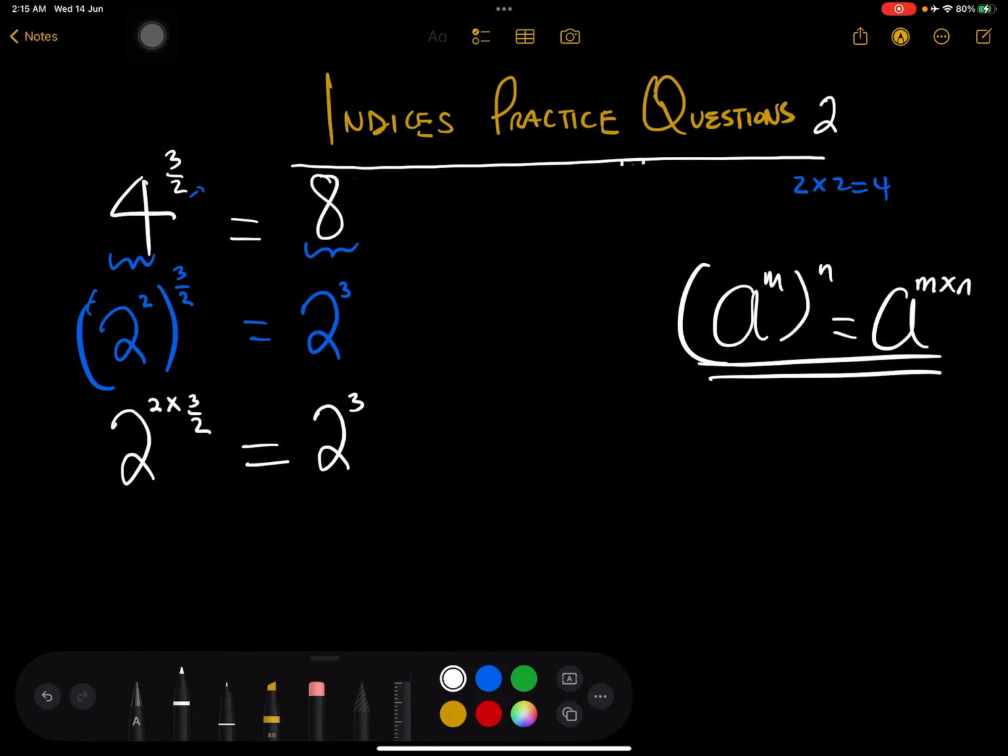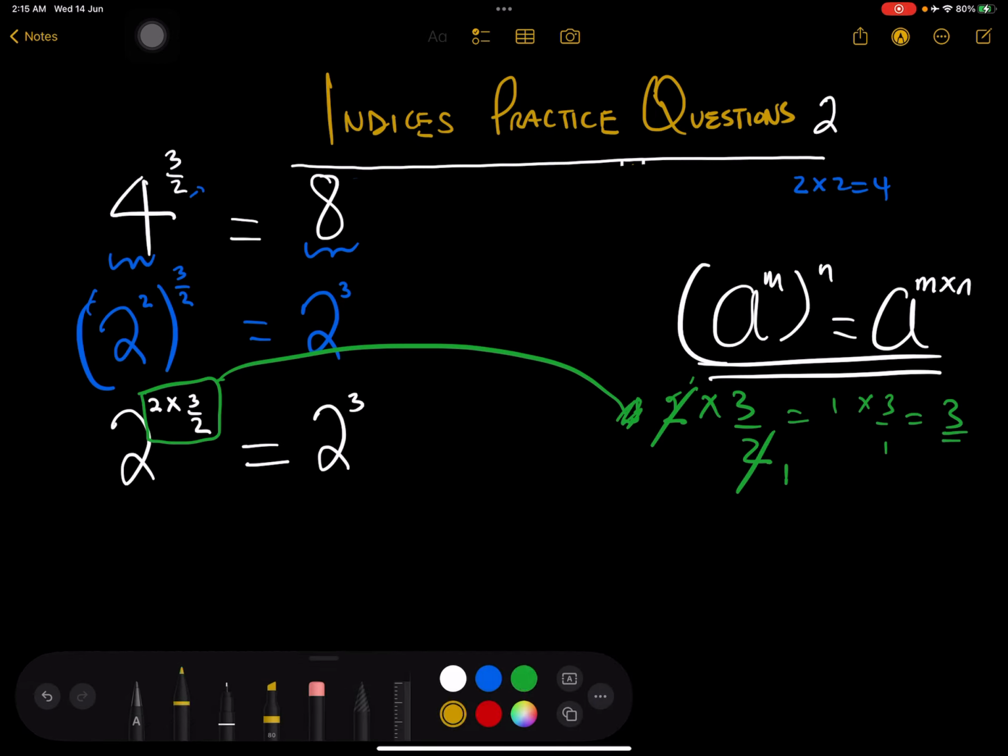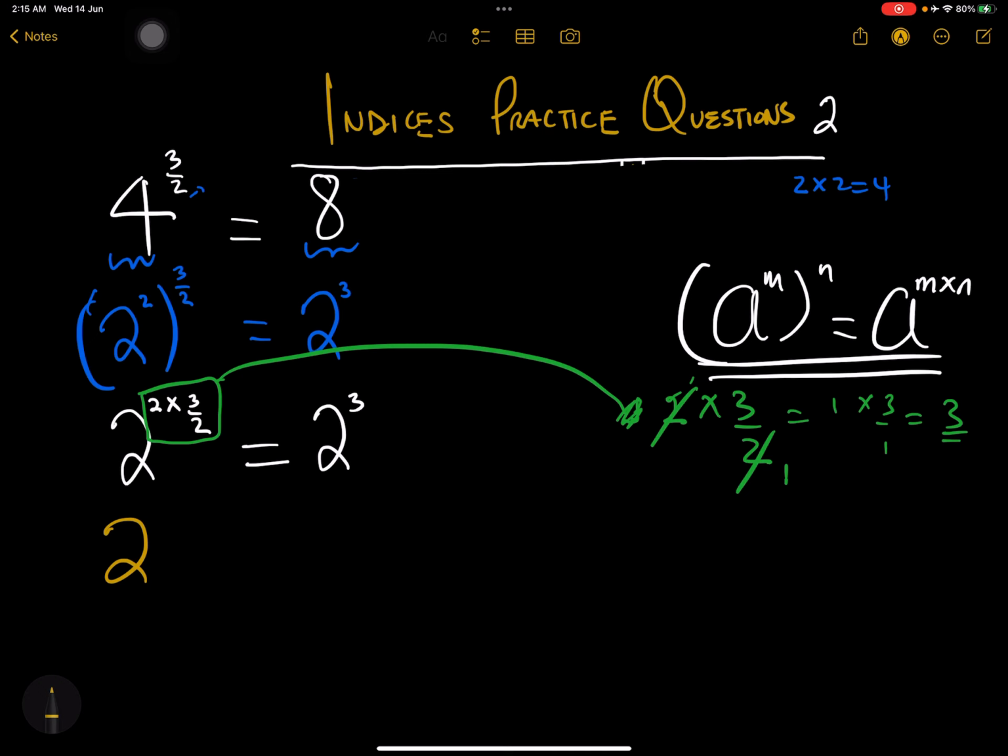Now we can do this separately somewhere. This one here, we're going to have 2 times 3 over 2, and we know that 2 cancels out this 2. And we're going to have 1 times 3 over 1, which is 3. So we're going to have 2 to the power of 3, which is equal to 2 to the power of 3. At least we've been able to prove and show clearly that the left-hand side is equal to the right-hand side. Perfect. I hope this helps.